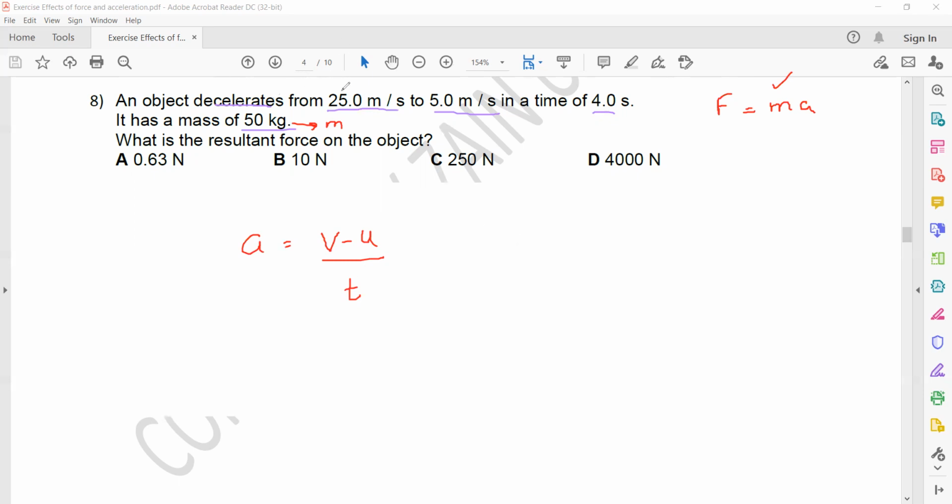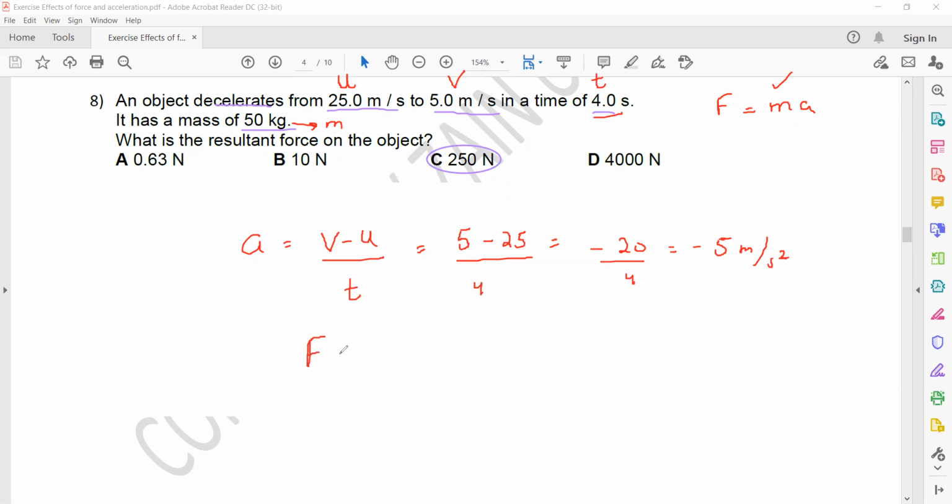The object decelerates from, so this is the starting speed, known as u, and it reduces the speed to 5 meters per second, so that is v, and the time it took is 4 seconds. So when calculating the acceleration, it is (v minus u) over t. So 5 minus 25 divided by 4. 5 minus 25 equals minus 20, divided by 4, which equals minus 5. Why are we getting a minus 5? The negative sign shows this object is decelerating or slowing down.